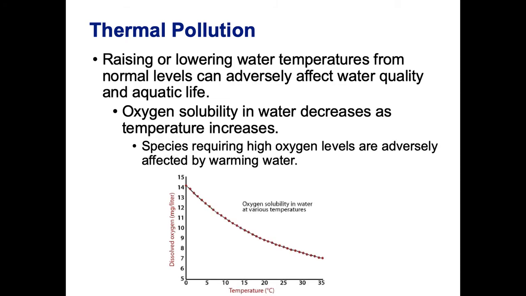This graph shows oxygen solubility in water at different temperatures. And so you can see it's much higher when it's close to freezing than when it's 35 degrees Celsius, which is really warm.